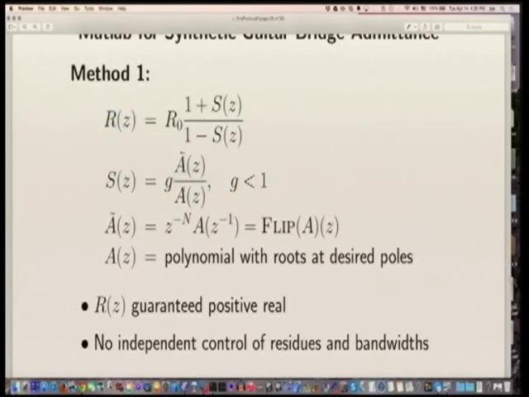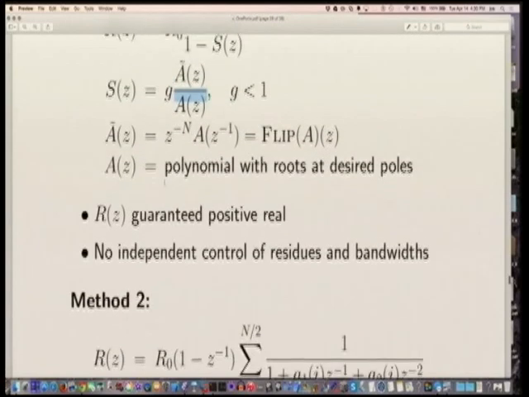So we know how to make all-pass filters. It's just you take any stable polynomial, any minimum phase polynomial A of Z, and flip it around backwards to get the numerator, and that's an all-pass filter. And we scale it so that it's less than or equal to 1. All-pass filters nominally have a unit gain, but we can make it anything less than 1 very easily by just introducing a coefficient. So that's one way to do it.